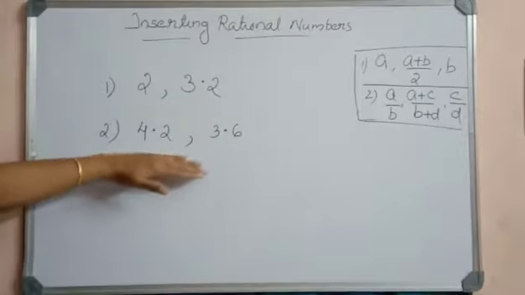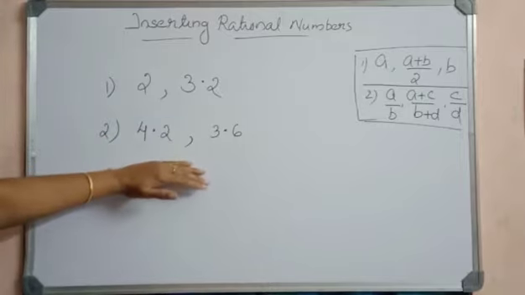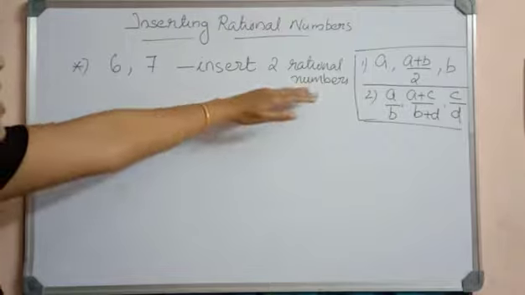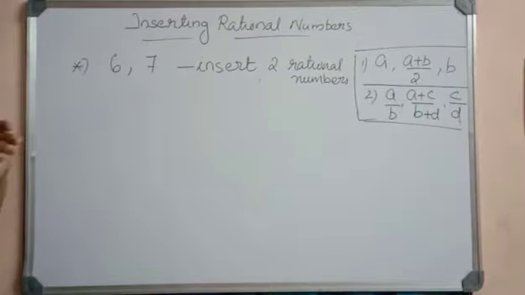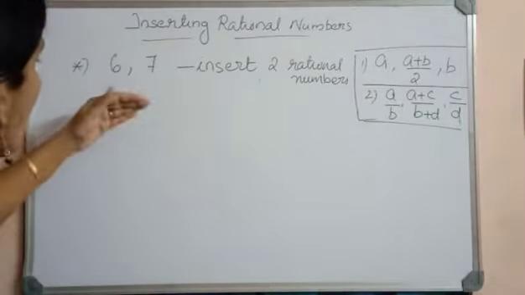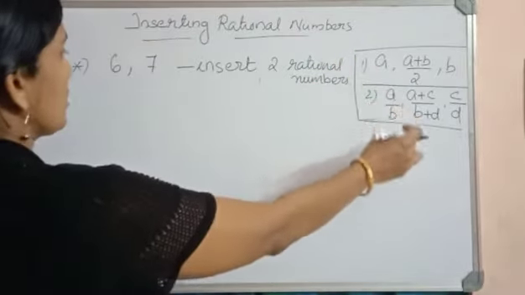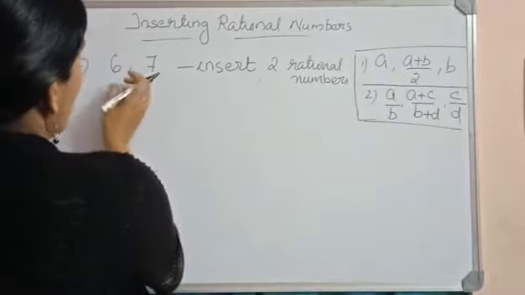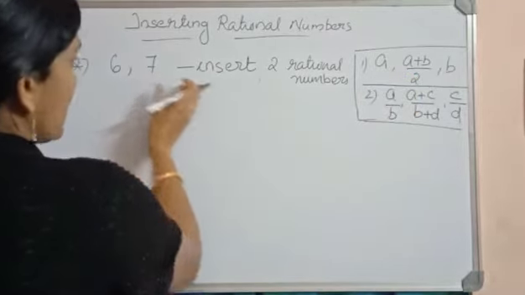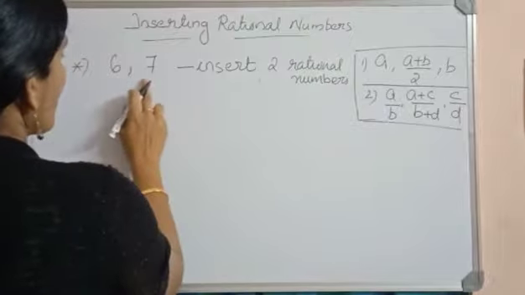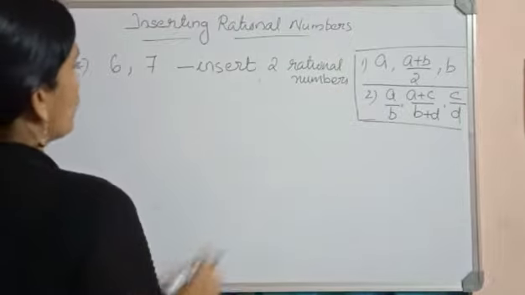Now these questions are for you. You can solve it and find the answer. Now consider this question. Insert two rational numbers between 6 and 7. So let's see how to do it. You can use either the first method or the second method. Here we can use the first method because this is just number 6 and 7. If you are considering the second method, you must write this as 6 by 1 as well as 7 by 1. Let's go with the first method.